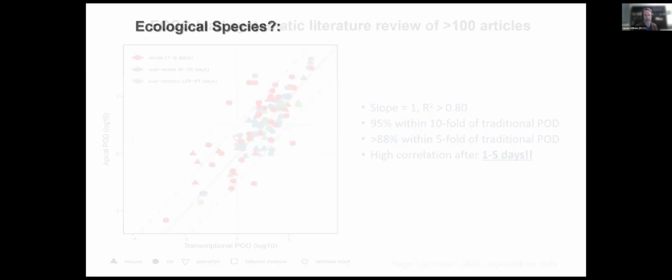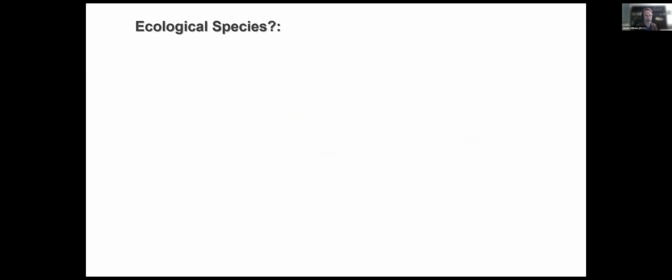Now, most of this evidence comes from rodent data. We were also interested to see if this held true in ecological species. When we started this investigation only 6 years ago, there weren't very many ecotox relevant data sets. We only found 12 where we could do this sort of analysis. That number has increased since then, but it's still generally mostly driven by rodent evidence.